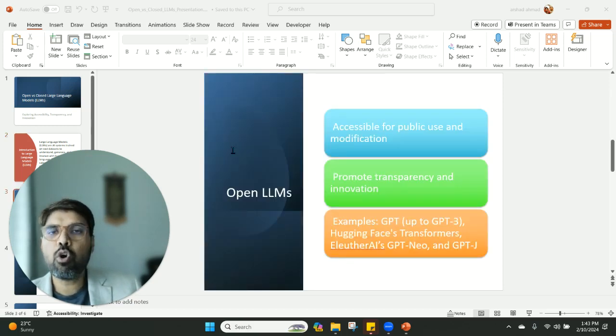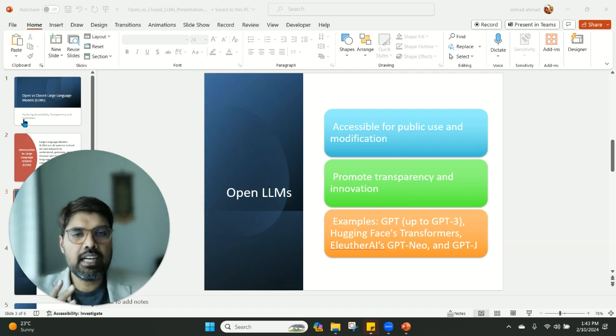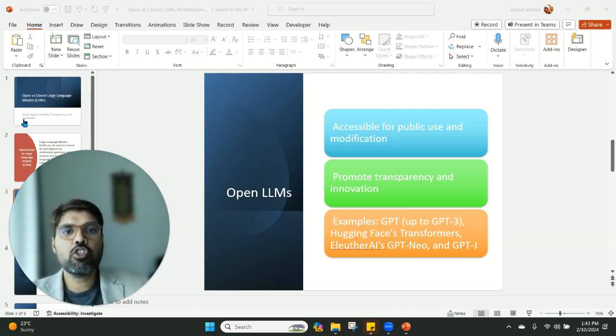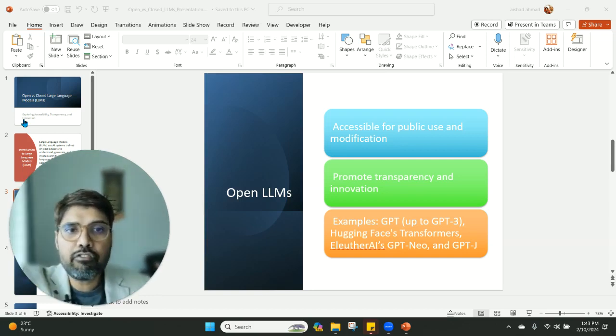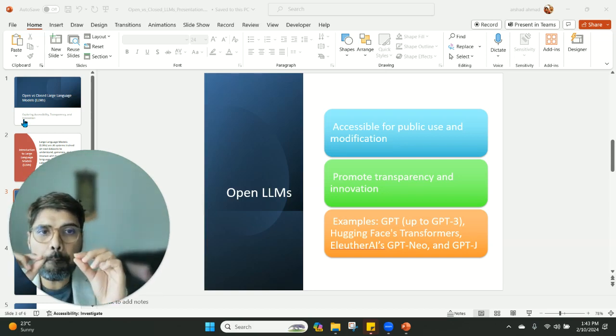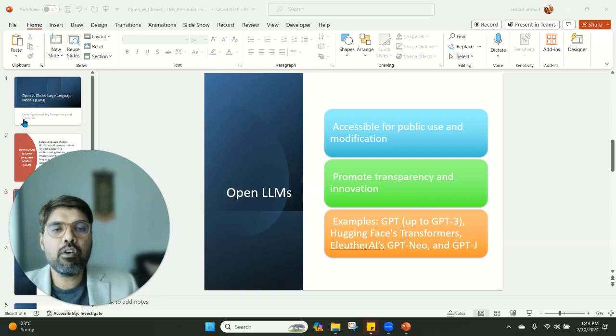So first we will look into the open large language model. They are accessible for public use and modification. They promote transparency and innovation. One of the major open LLMs that are there is Llama 2, which means that it has not only given access to the public, but you can also look into the various different weights of that particular model, and that is the power of open LLMs. And there are other examples also.